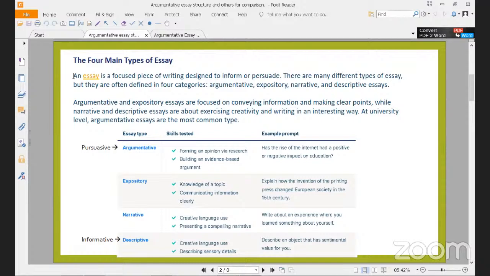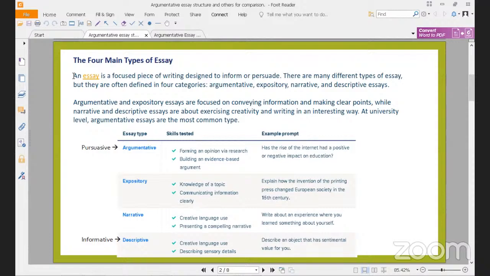Sure. Argumentative and expository essays are focused on conveying information and making clear points, while narrative and descriptive essays are about exercising creativity and writing in an interesting way. At university level, argumentative essays are the most common type. Yes.